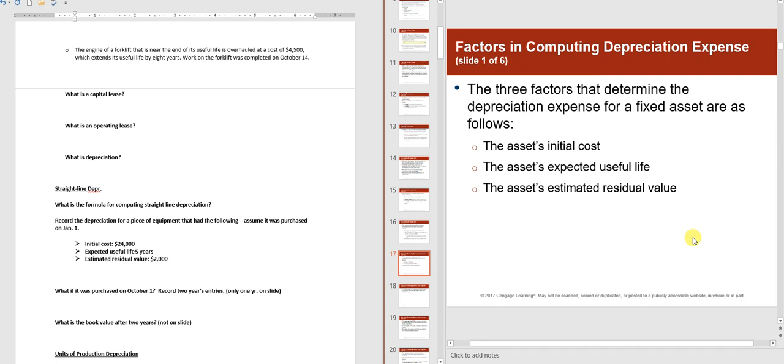I'm just going to throw in one extra thing about it, and that's residual value. So notice this one is 24 and it's got a residual value of 2,000. So in other words, my estimate of its decline in value is 22,000. So I only want to depreciate the $22,000.